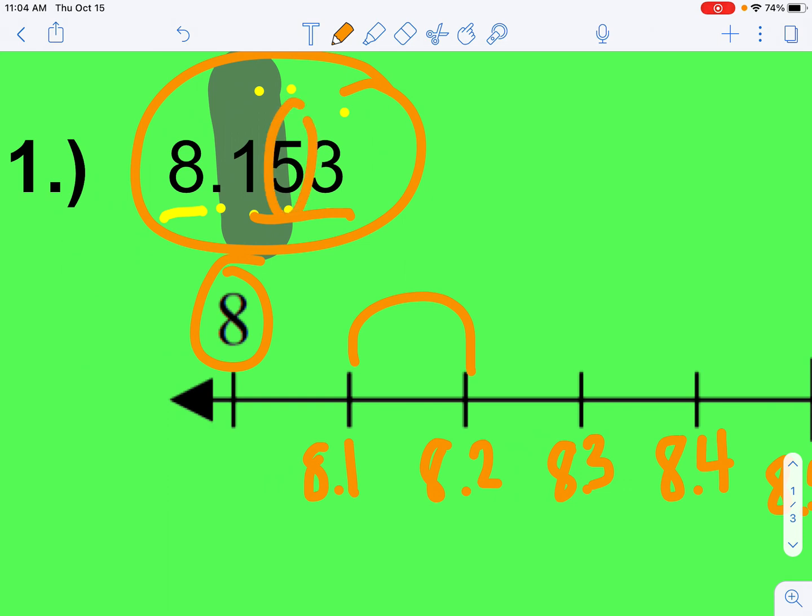Okay, my second number is this 5. So that 5 tells me I'm halfway between 8 and 1/10 and 8 and 2/10. Okay, so that means I would be somewhere in here-ish. And then this 3/1000, remember, is very, very small. So you can move a little bit closer to the 8 and 2/10 because it's not 8 and 0/100. Okay, so I would say 8 and 153 thousandths is somewhere in here.